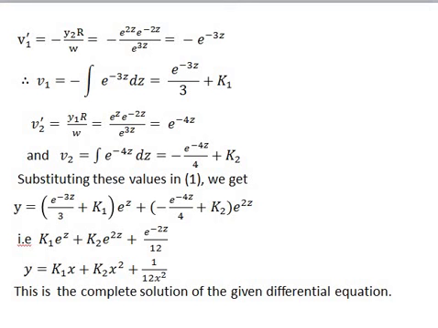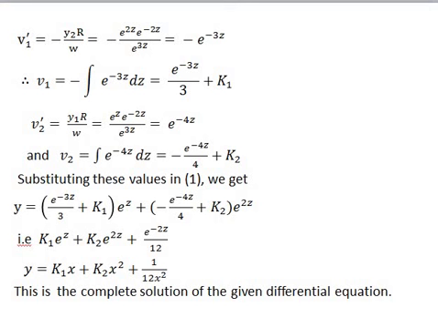v2 dash is equal to y1 r divided by W. Here y1 is e to the power of z, r is e to the power of minus 2z, W is e to the power of 3z. In the numerator, e to the power of minus z divided by e to the power of 3z. By taking it in the numerator, we get e to the power of minus 4z. And v2 is equal to integration of e power minus 4z dz, which is e to the power of minus 4z divided by minus 4, plus k2.